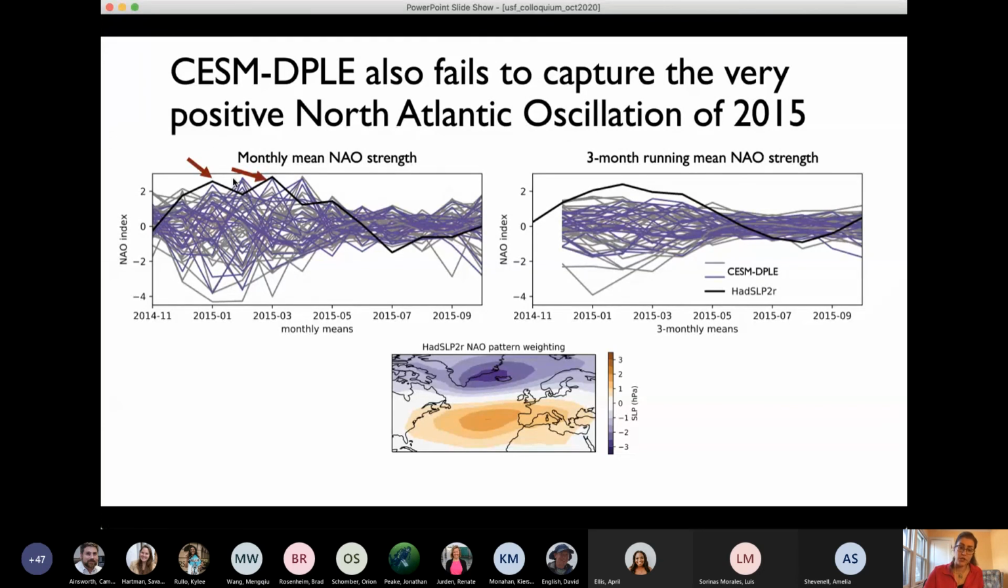So you can see in January and March, you do indeed have a strong jet in the atmosphere at those times. But none of the ensemble members, if you average over 3 months, have a consistent and very positive NAO as was observed. So this black line falls outside the spread. Something that was very special about 2015 was just how positive the North Atlantic Oscillation was, and not a single one of the ensemble members captured that.